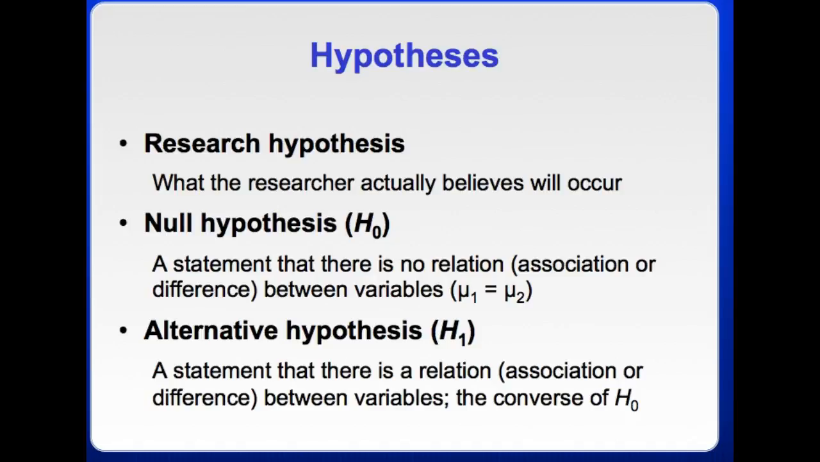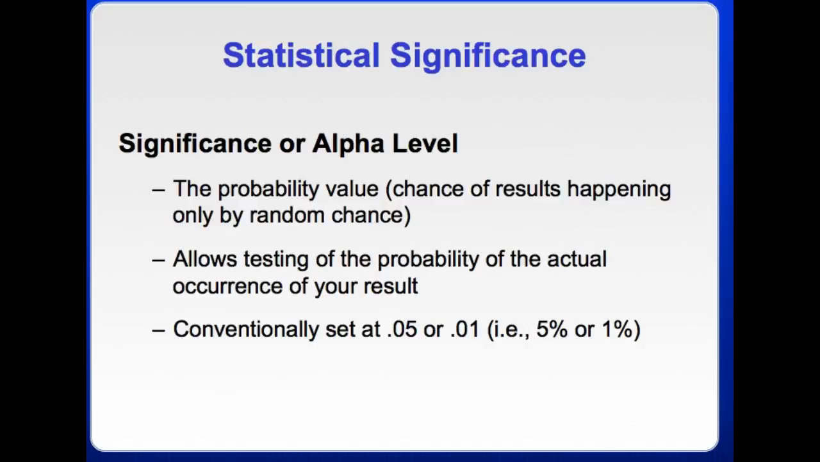Hypotheses. Research hypothesis: what the researcher actually believes will occur. Your null hypothesis is a statement that there is no relation or association or difference between the variables. An alternative hypothesis is a statement that there is a relation, association, or difference between the variables.